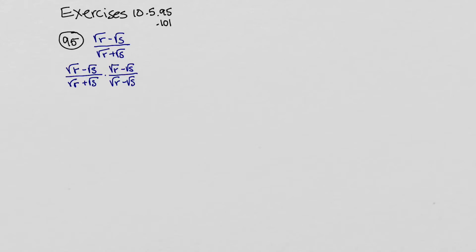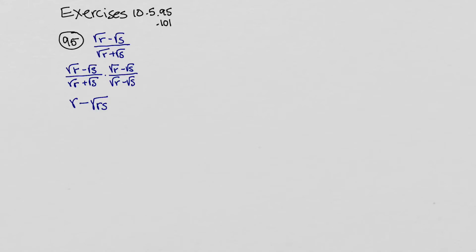So let's just do this. We're going to get the square root of r times the square root of r, right? We're going to do first and first, outer product, inner product, last and last. So first and first, square root of r times square root of r is r. Now, the first and the last, right? The outer product. They're both square roots. The r is under the radical, the s is under the radical, so we can multiply them under the radical. We've got a positive and a negative, so this is going to be minus the square root of rs.